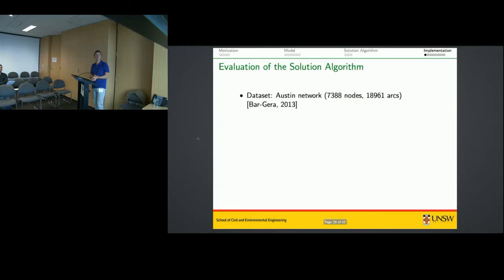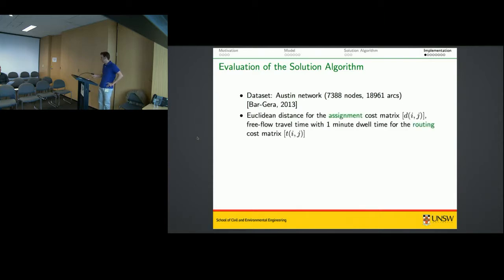So to evaluate our algorithm, we looked at a network which is widely used, available online, the Austin network from Texas. This network has 7,388 nodes and 18,000 arcs. So it's a big network. We looked at many of them, some bigger, some smaller. This one was clean enough, so you didn't have weird values in the middle, and we thought it was big enough to validate the solution algorithm.